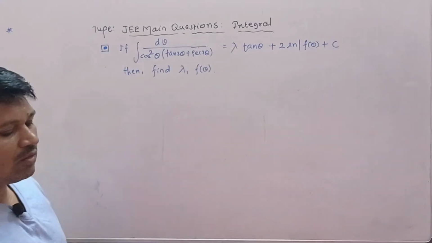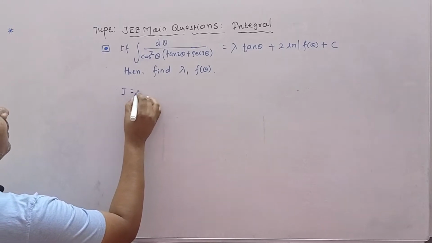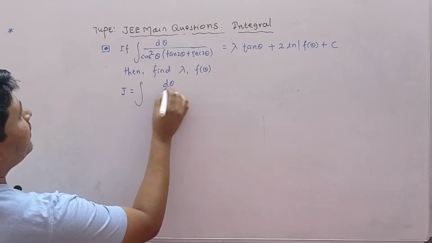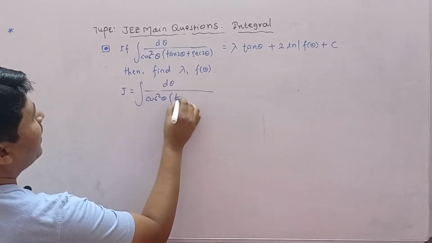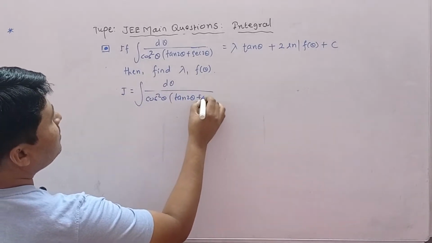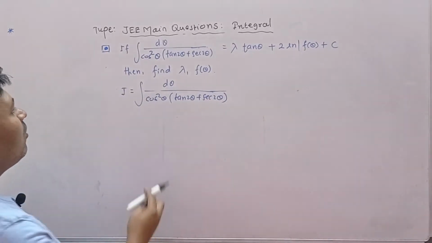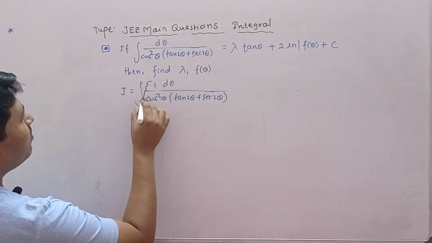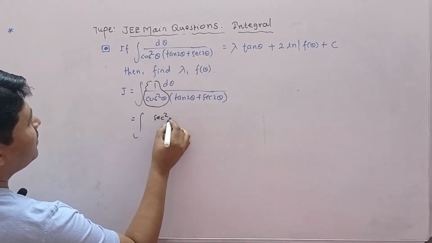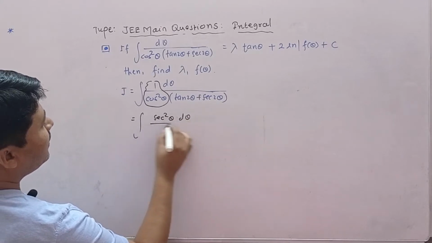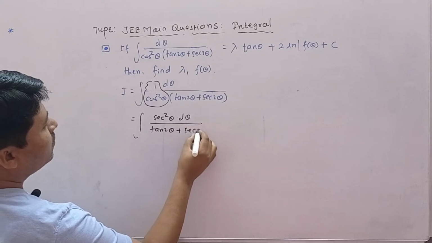Okay, let's start the solution. First, the given integration, let I be equal to the integral of d theta upon cos square theta times (tan 2 theta plus sec 2 theta). And we know that 1 by cos square theta is sec square theta, so we have sec square theta d theta divided by tan 2 theta plus sec 2 theta.